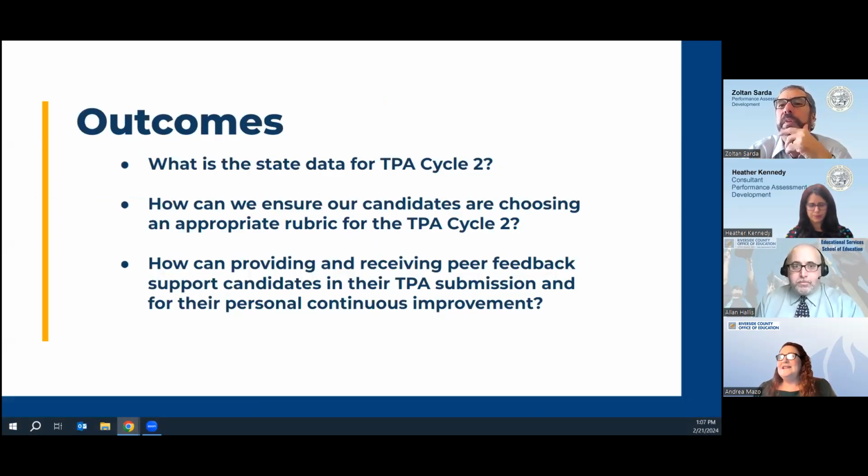What we're going to look at today is, we're going to review some of the state data that's just come out for cycle 2. We're going to talk about how we can ensure that our candidates are choosing appropriate rubrics. This really does affect cycle 2 going through the formative assessment process, and it's something that we are scoring our candidates on. Then we're going to end by talking about how we can provide and receive feedback, and what we can do for our candidates going through our teacher prep programs to make sure that they are prepared when they are tackling the TPA themselves.